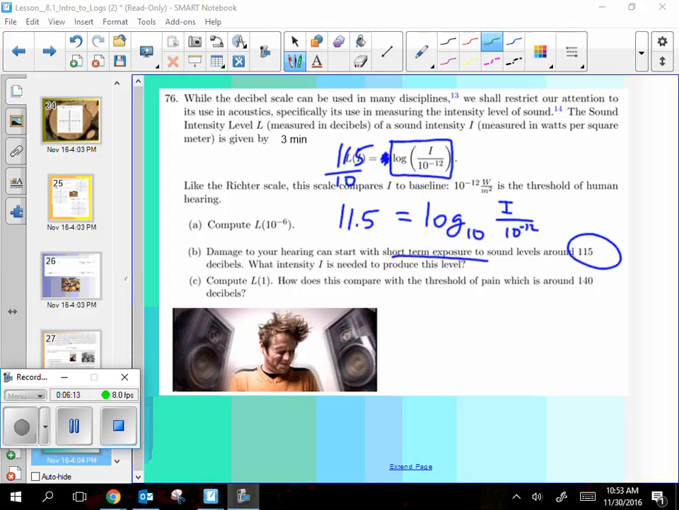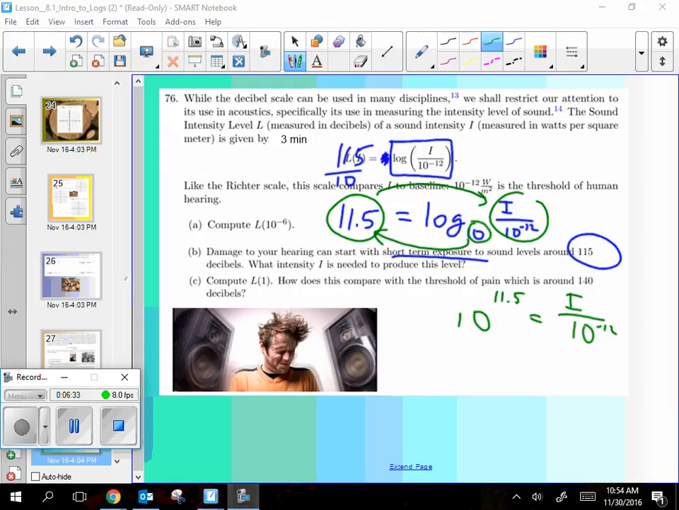Rewrite this to the this is equal to that. So it goes 10 to the power of 11.5 is equal to I over 10 to the negative 12. See what just happened there? That was a rewrite. How many of you caught that and you figured that out yourself? Okay, and that's only half the class. So the rest of you guys, note, when you're stuck in a tough log problem, think about a rewrite.